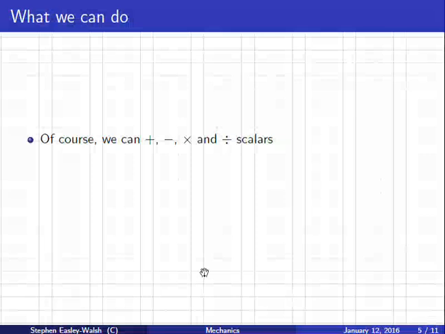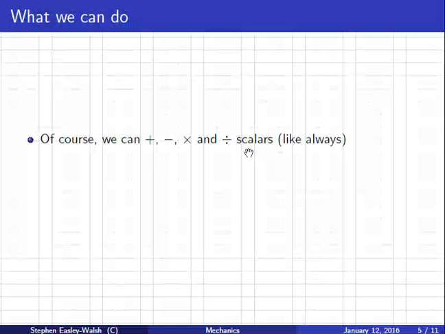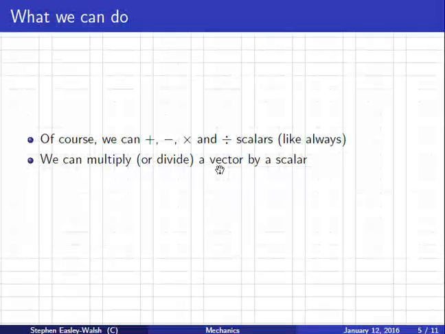So the scalar just changes the length. When you multiply by a scalar, you just change the length of the vector. Although if you multiply by a negative scalar, like minus 1 or minus 2, it flips the vector around.